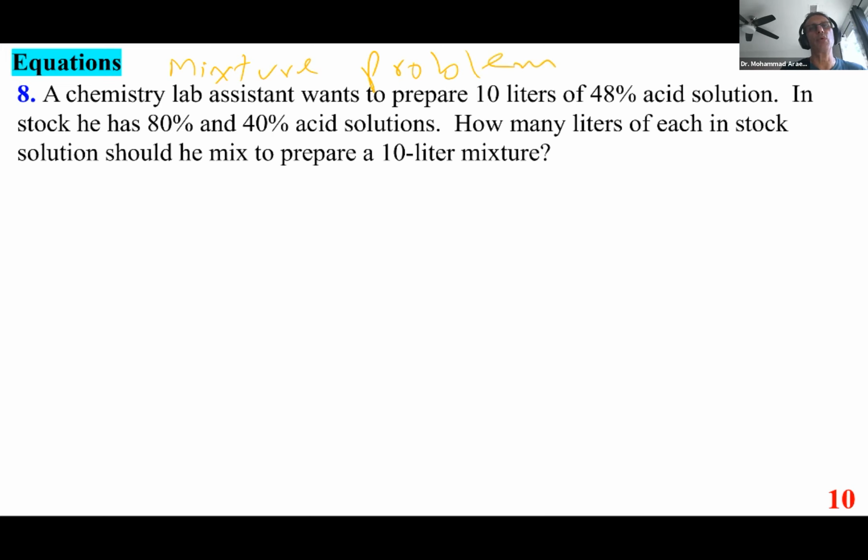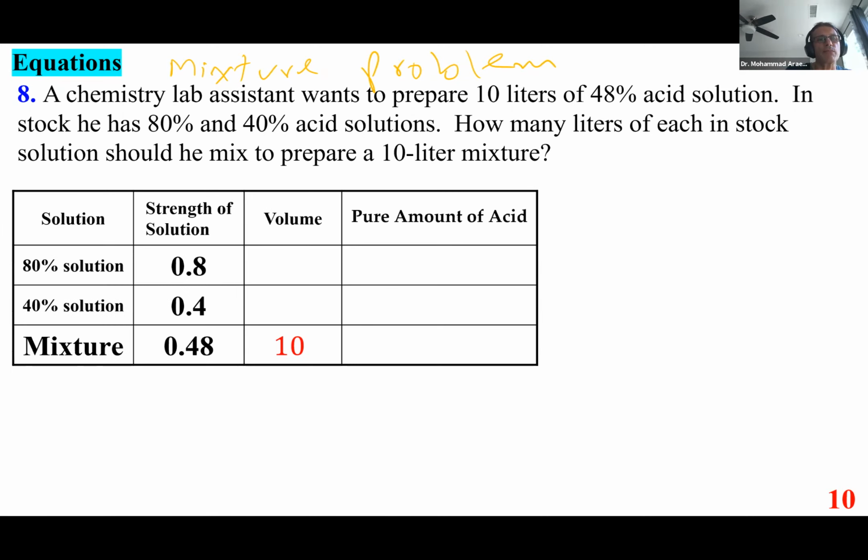In the mixture problem, when we mix two things, we add up their volumes or their weights, and they are constant. So take a look at what happens. We have an 80% solution. We have a 40% solution. You can write it as a percent or 0.8, 40% or 0.4. But we want to mix these two to get a 48% solution or 0.48. How much of it do we need? We need 10 liters. So this is what we end up with.